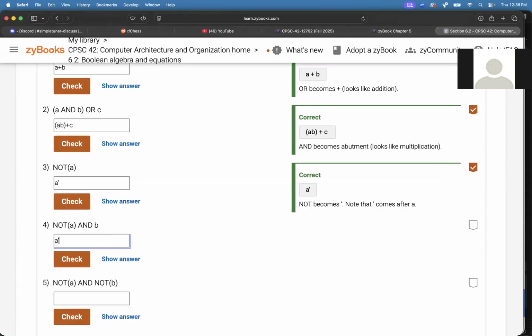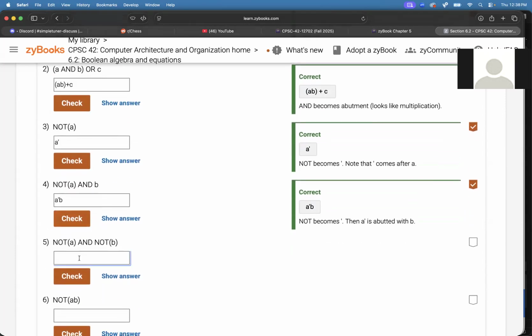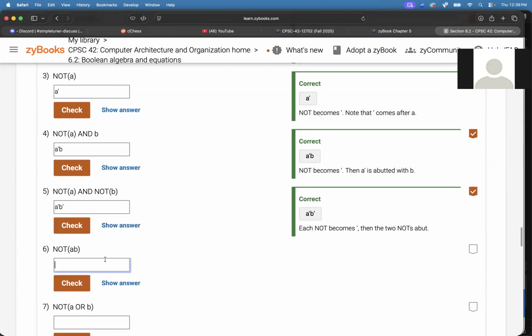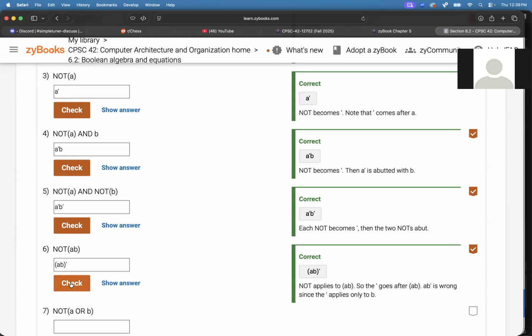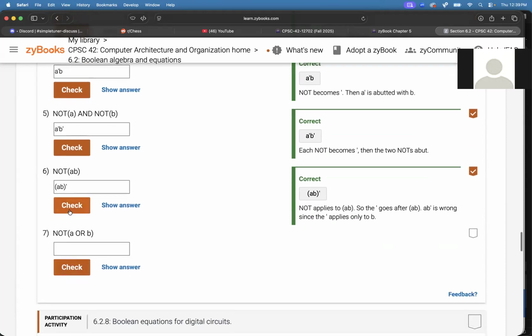Not A and B, so we multiply them. Not A and not B is multiply not A, not B. So there you'd have to put the AB, and then the not has to be on the outside. It's important to understand that this not AB is not the same as not A and not B.